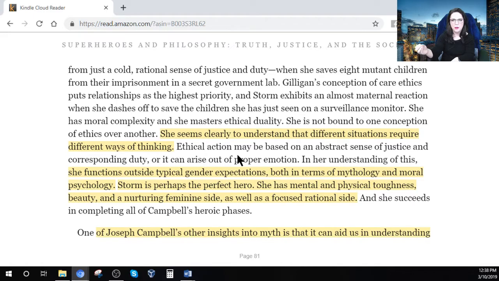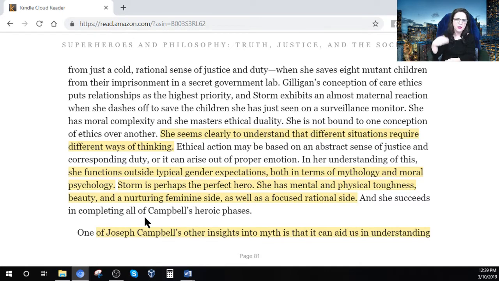Ethical action may be based on an abstract sense of justice and corresponding duty, or it can arise out of proper emotion. In her understanding of this, she functions outside typical gender expectations, both in terms of mythology and moral psychology. And Housel then claims Storm is perhaps the perfect hero. She has mental and physical toughness, beauty, and a nurturing feminine side, as well as a focused rational side. She completes Campbell's heroic phases. So this is some really strong argumentative work going on here.